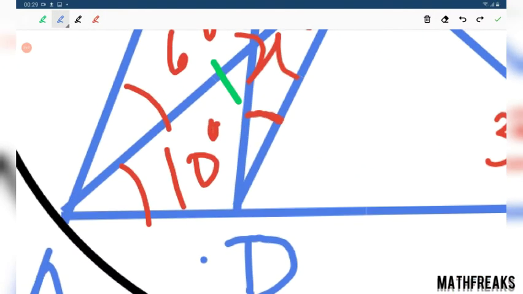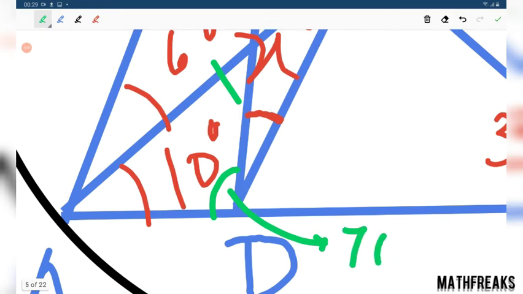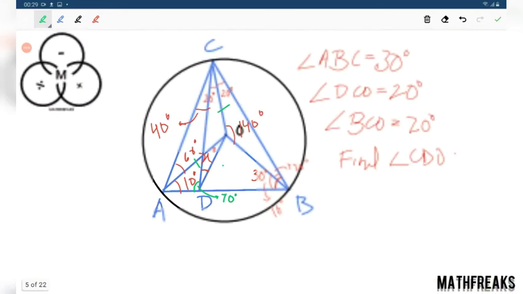From this, another thing that can be noted: what about this angle? What about this green angle? This is also 70 degrees. Why and how is this 70 degrees? Let me name this point. Oh, okay, it's already named.